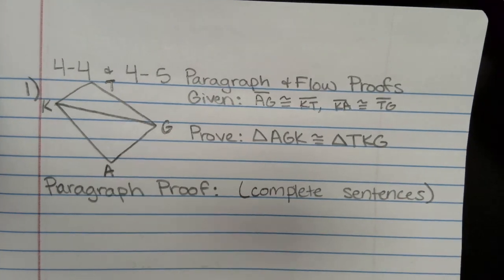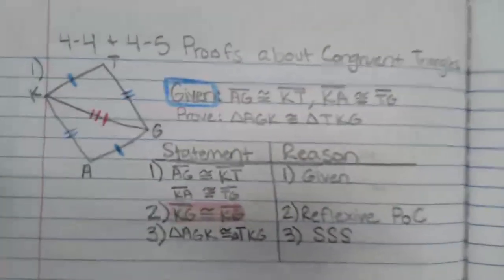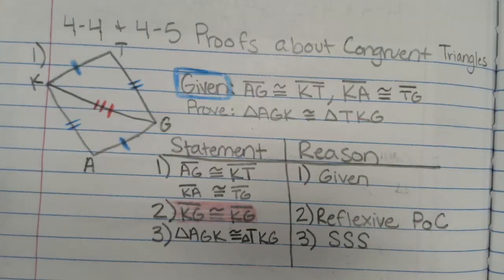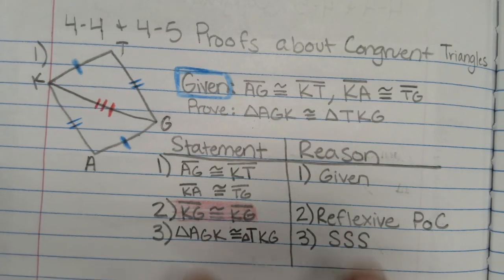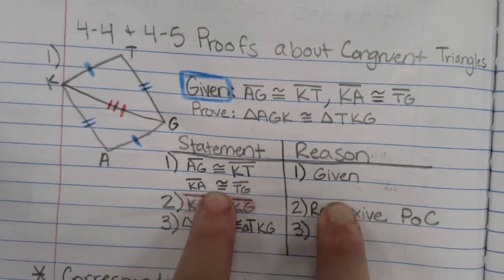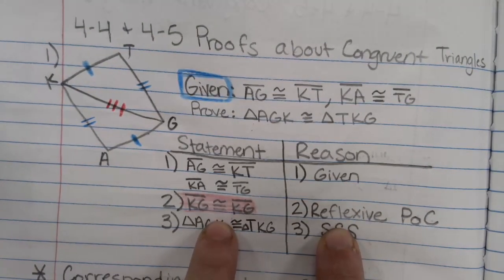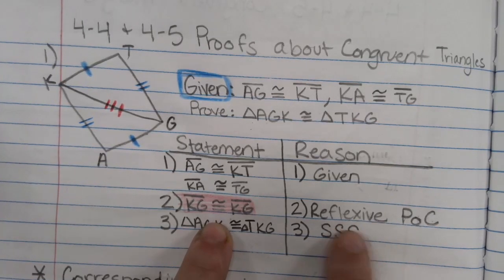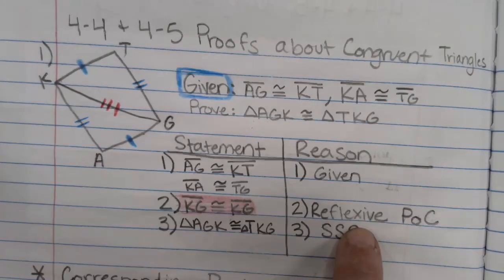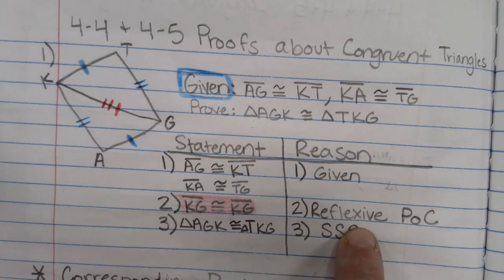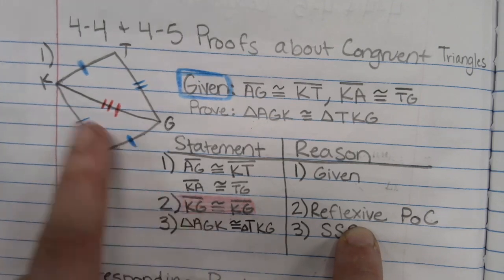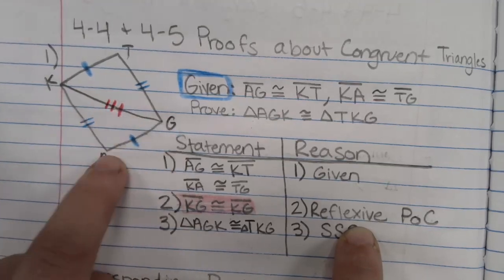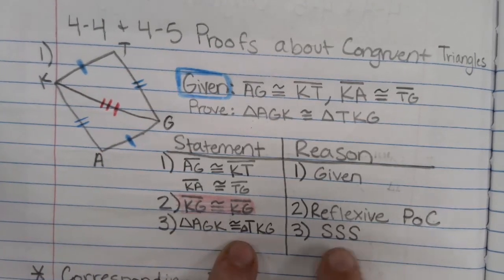So I'm going to go back to our proof from yesterday. Let's remind ourselves of what we did here. Look at our order. What was the first thing we stated? The given. Okay, so we'd start with our given, and then next we did that reflexive property. Remember, what does that reflexive property tell us? Good, something's congruent to itself, so that KG was congruent to its KG. And then at this point, at the end, we were able to say these triangles are congruent because side, side, side.